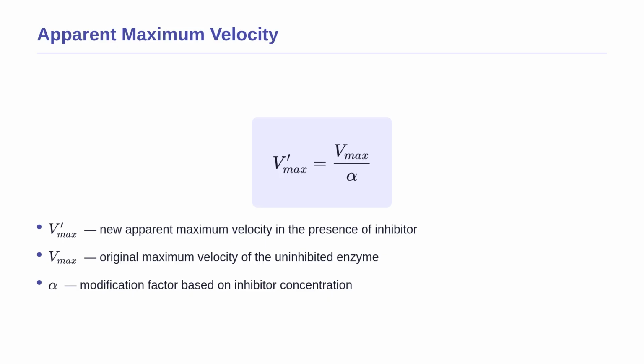Because the original maximum velocity is divided by a factor greater than 1, the apparent maximum velocity is always lower than the original. This mathematically proves that the enzyme can never reach its full original speed, no matter how much substrate is added.